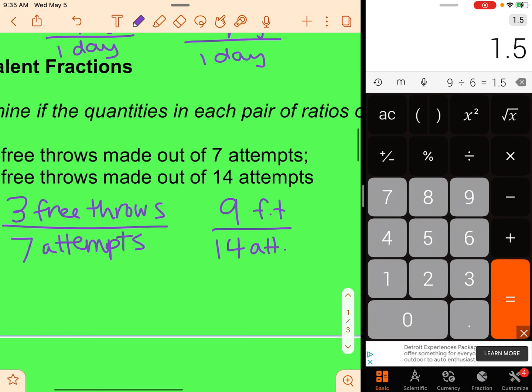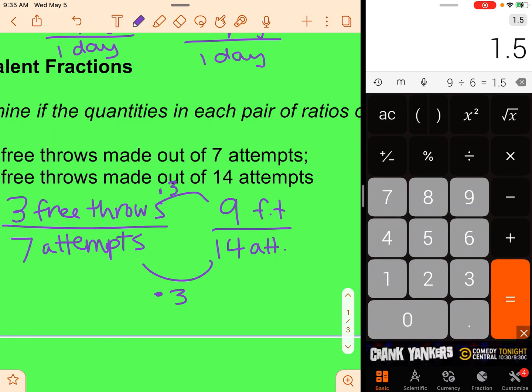Okay, so now we could do 3 times what gives us 9? Well, 3 times 3 gives us 9. Is 7 times 3 14? Nope, it isn't. So this is not proportional. Okay, so that's one way we could do it.